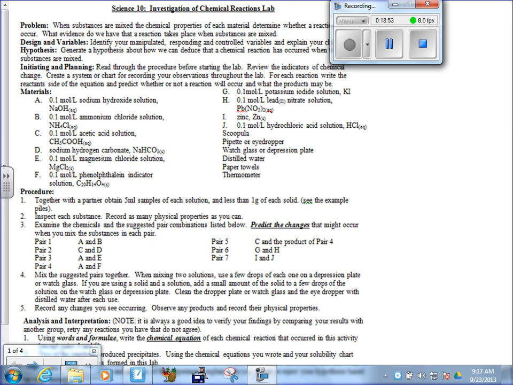Okay, so guys, you do need to work relatively quickly. This lab shouldn't take very long. Like I said, the reactions are immediate. As soon as you see the reaction, you can move on to the next one.